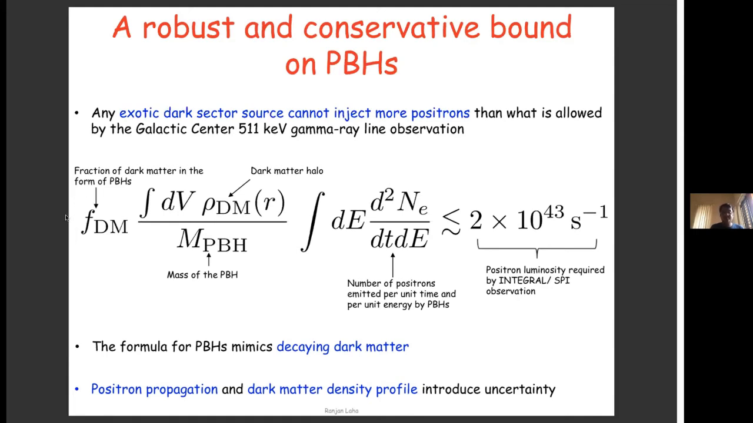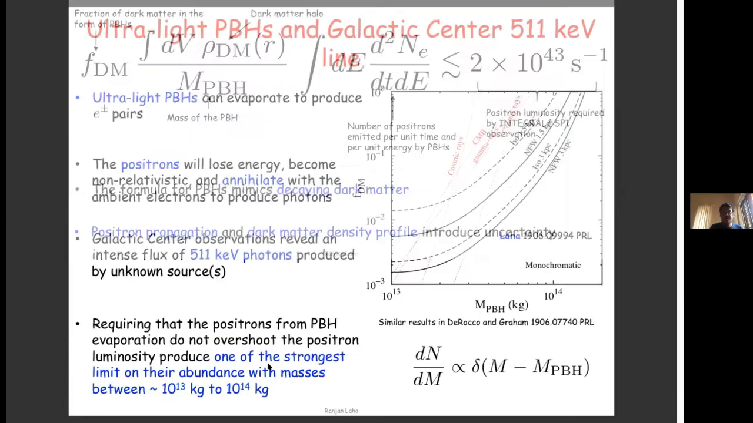That's the limit. Note that, if you are familiar, this formula mimics decaying dark matter. So many primordial black hole evaporation formulas mimic decaying dark matter. However, there are many uncertainties. For example, we do not know positron propagation in the galactic center. That's a big uncertainty. We do not know the dark matter density profile in the galactic center. That's also a big uncertainty. And these I'll show in my results.